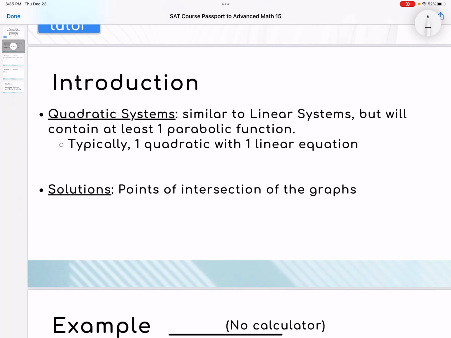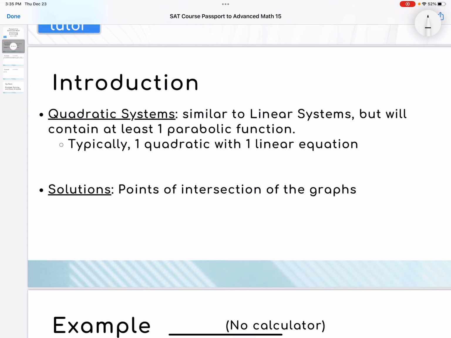All right, so quadratic systems are very similar to linear systems, but they're going to contain at least one parabolic or quadratic function, right? So one of those functions is going to be a quadratic function as opposed to the normal linear equations that we're used to seeing. And typically, we're going to see this in the form of one quadratic and one linear equation.